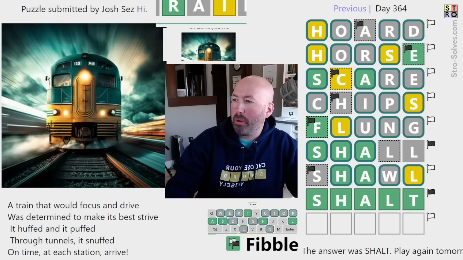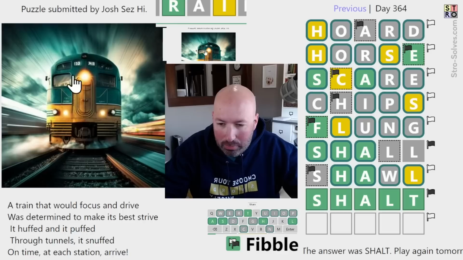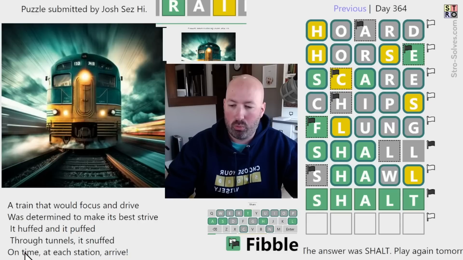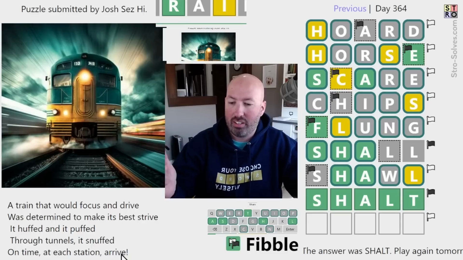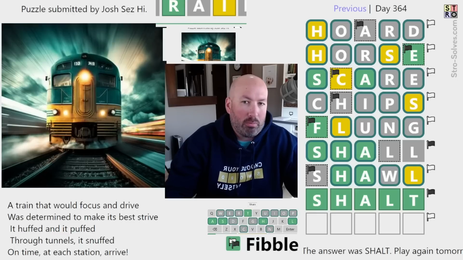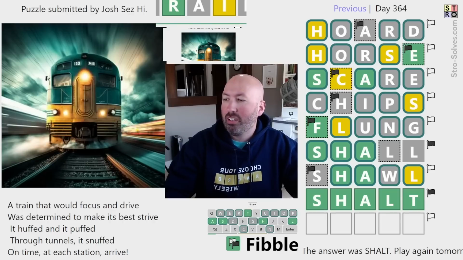There we go. All right, so puzzle submitted by Josh Says Hi. Hi, Josh. Nice picture. Yep, it says a train that would focus and drive was determined to make its best strive. It huffed and it puffed through tunnels it snuffed. On time at each station, arrive. Very nice. I don't know who the poem is by, if that's by Josh Says Hi or somebody else. Maybe it's a poem I'm supposed to be familiar with. I don't know. But there you go. Train equals focus plus drive.